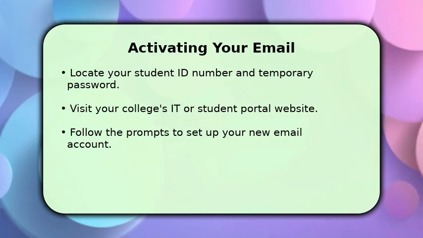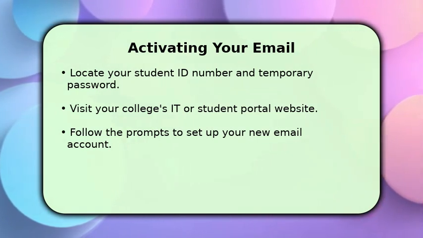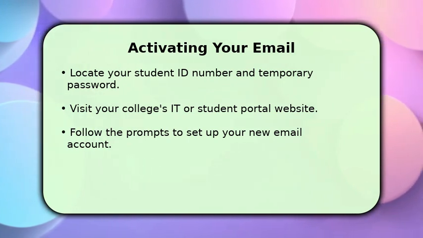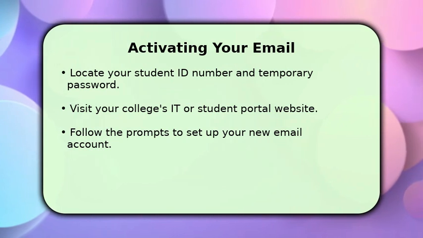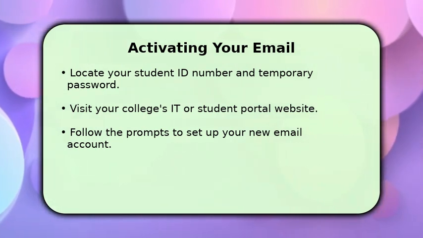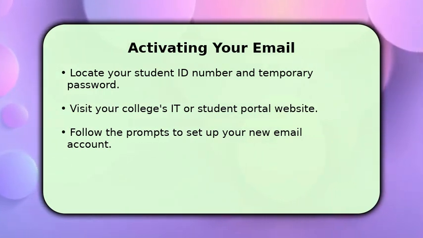Activating your college email is typically a simple process. First, you'll need to locate your student identification number and any temporary password provided by your institution. Next, navigate to your college's official IT or student portal website. There, you will find clear prompts to guide you through setting up your new email account. Remember to create a strong, unique password to ensure the security of your academic and personal information.